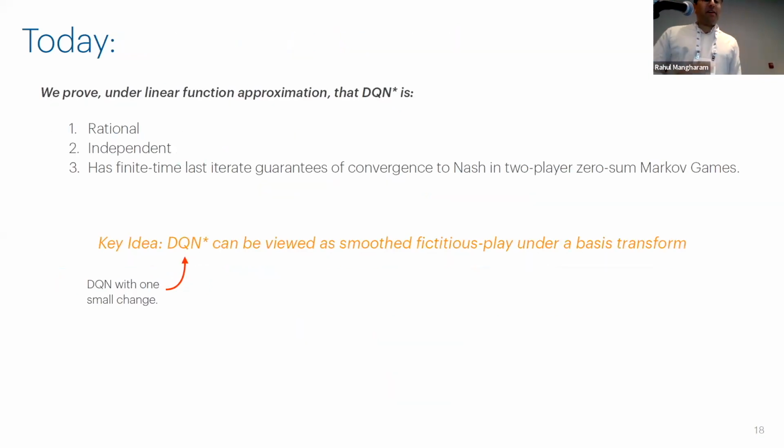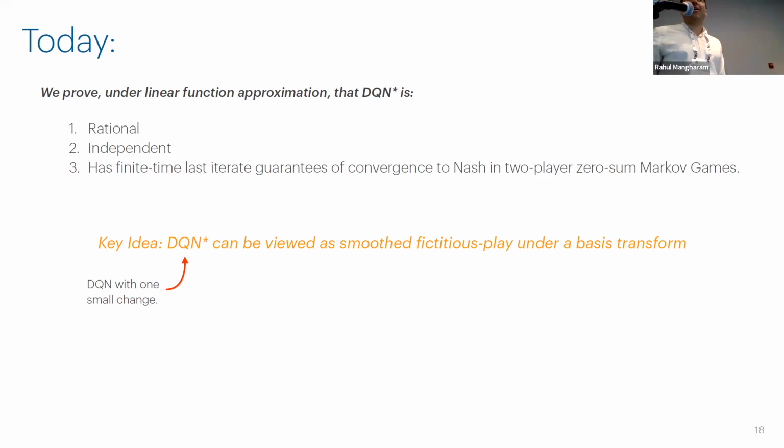And basically what I'm going to show today is that under linear function approximation, DQN is rational, independent, and has finite time last iterate convergence guarantees to Nash in these two-player zero-sum Markov games. The main idea behind this result is that DQN, with a small caveat, can be viewed as smooth fictitious play under a basis transform. And so basically these two algorithms are in some sense equivalent.